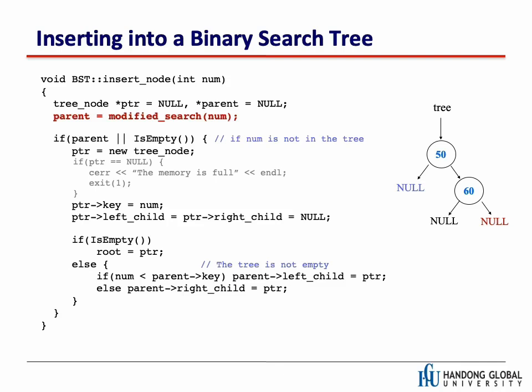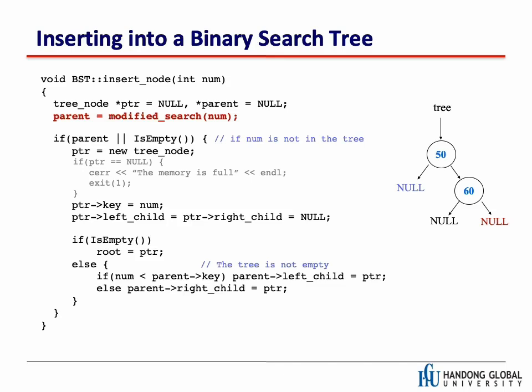Even when the parent is a null pointer, if the tree is empty, we should still be able to add something, right? When we add something for the first time, the parent is null. So we have to check if the tree is empty too. If it is empty, then we can add something.